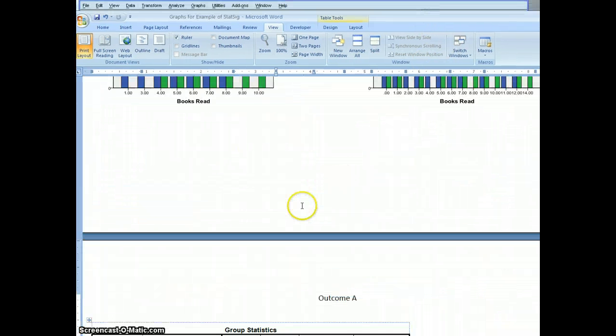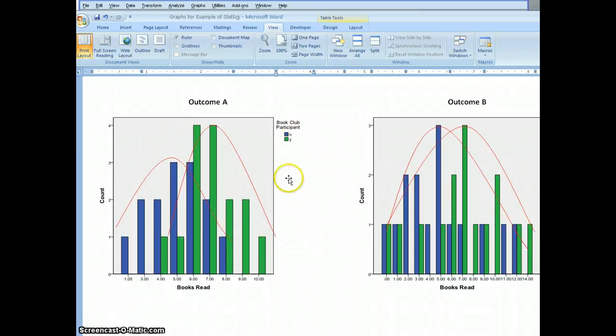Now, here's the interesting part about this. Here's outcome A. Here is the distribution for those who were not in the book club and the distribution for those who were in the book club. What you can see is, even though they're kind of distributed the same, there's a pretty broad separation between here and here. Those who were not in the book club have lots of books read that were down in this area that those who are in the book club don't.